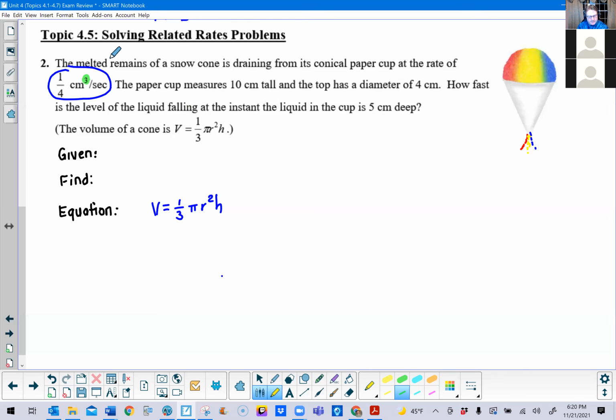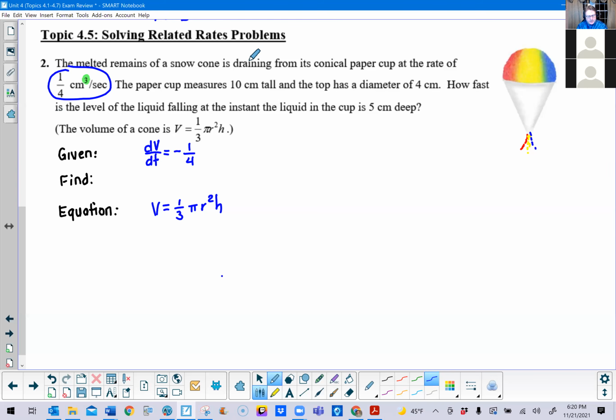Now, if you kind of read the melted remains of the snow cone, that would be the amount of stuff which makes up the volume of the snow cone. So this is definitely a V. And because the label is per second, then that means it's over dt. It's a rate. And so that value would be 1/4. And then you have to think, okay, is that getting smaller or bigger? Boy, do we wish it was getting bigger. Wouldn't that be awesome? Your snow cone just kept growing. But nope, not going to happen. That's got to be a negative because it is decreasing, draining.